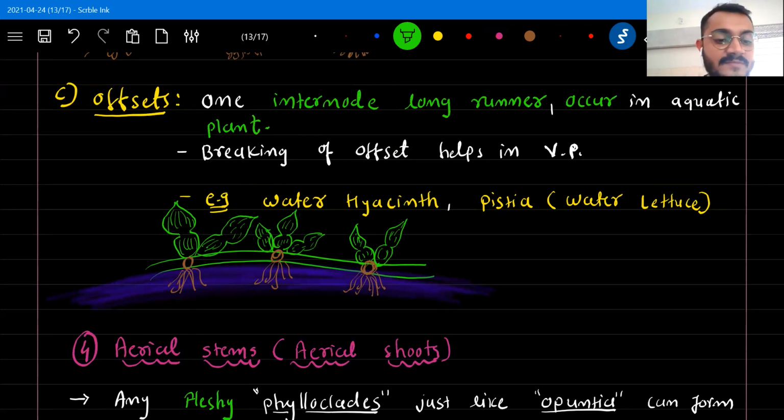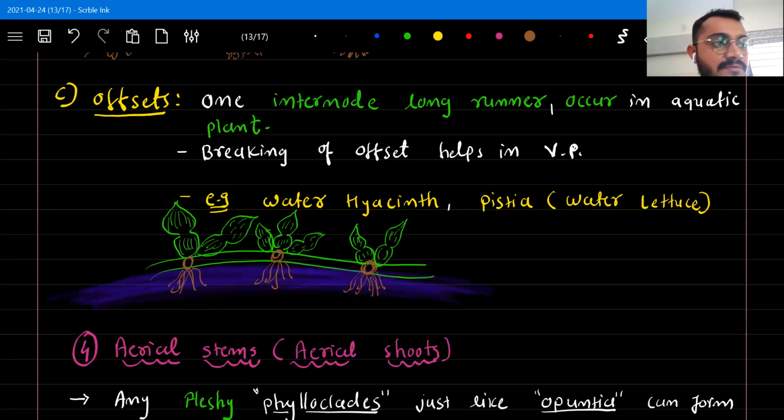For example, here I have just drawn that this is the long internode. This is the long slender portion of that plant which has the internodes, and from that internode the new plant will develop. Above it will have the leaves, and below it will have the rhizomes, just like this, and this is how they will grow.